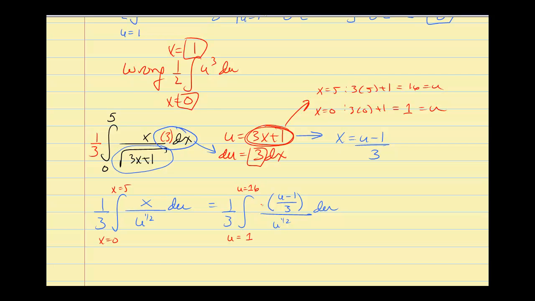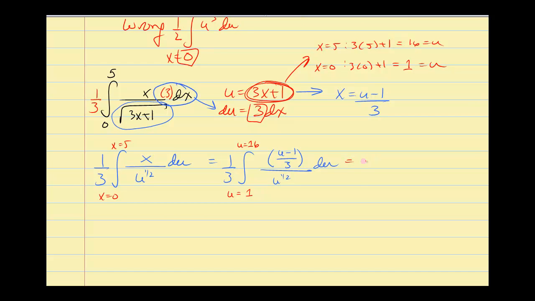I don't have to change back to x now because my integrand is in terms of u, and so are my limits of integration. So let's rewrite this just a bit. I have a 1/9 out front. This 3 is not in the numerator, it's in the denominator. So I have a 1/9 integral of u minus 1 all over u to the 1/2 du. And again, my limits of integration are u equals 1 to u equals 16.